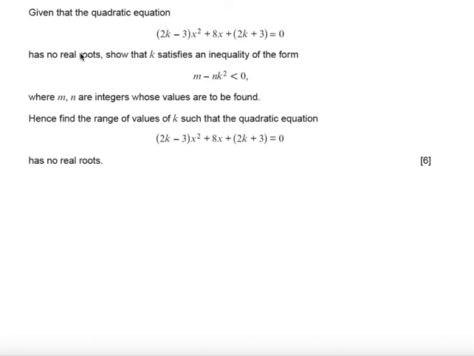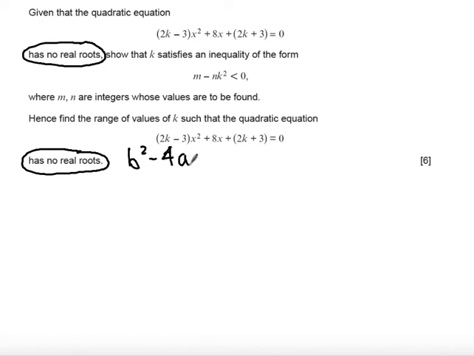Okay, quite a lot of information here for what is a standard question. The key part to this question is really this bit: has no real roots. This tells us that we're working with the discriminant. Because it's got no real roots, b² - 4ac has to be less than 0. The fact that we're discussing roots of a quadratic tells us it's the discriminant, and no real roots tells us it must be less than 0.